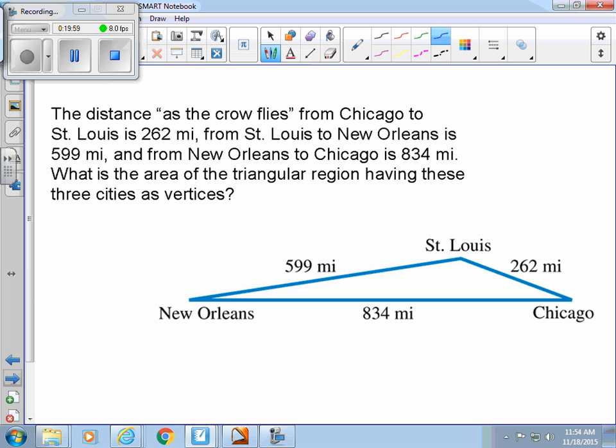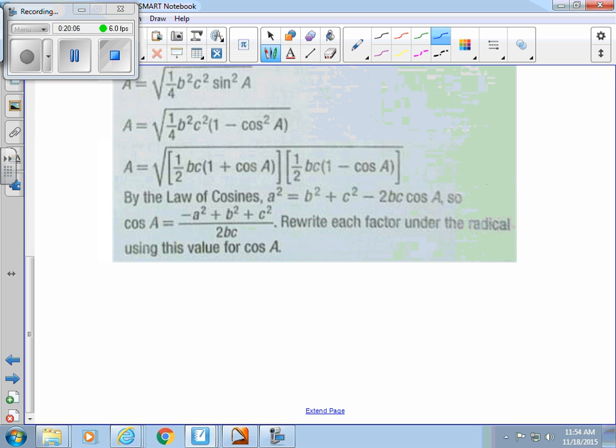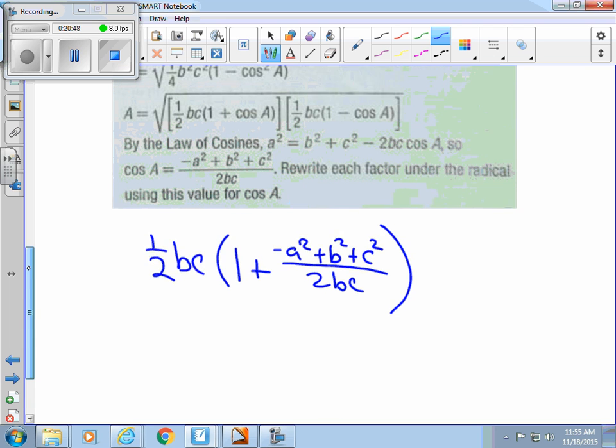Well, let's finish that. The BC is going to cancel, so you would get 1/2 A squared, let's see, 1/4. What happened to the rest of my proof? Cosine of A is negative A squared plus B squared plus C squared over 2BC. So far, so good. Does everyone see where that comes from?